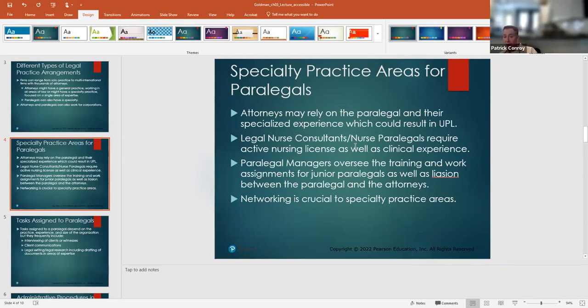The title paralegal manager means that you oversee the training and work assignments of junior paralegals, as well as act as a liaison between the paralegals and the attorneys. And if you're in a special practice area, you want to network within that practice area as much as possible. You may be working on opposite sides, but you're still working together, and they can also tell you what job opportunities might be coming to their practice.